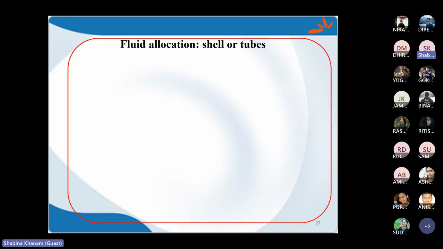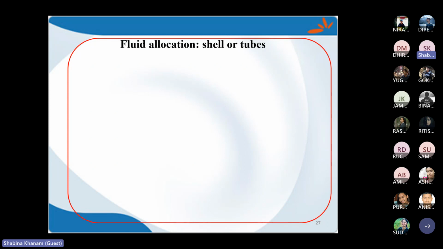Okay, so that is about the basic design parameters, and now we will see some of the factors which are used in designing. Here I have one aspect, which is fluid allocation: how to assign the fluid to the shell side or the tube side. In whatever heat transfer course you have read so far, you must have considered some problems related to shell and tube heat exchangers, either to calculate heat transfer area or heat transfer coefficient and so on.